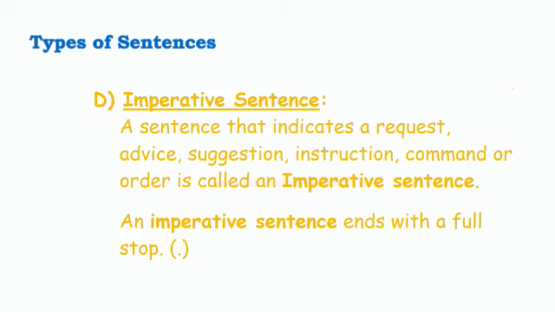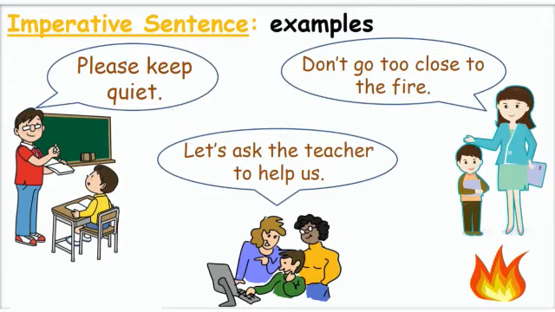Next comes the imperative sentence. A sentence that indicates a request, advice, suggestion, instruction, command or order is called an imperative sentence. An imperative sentence ends with a full stop. This imperative sentence can be an advice given to you or an order that is given to you or an instruction that is being given by the teacher to you. All this comes under imperative sentence. Like the assertive and the declarative, the imperative also ends with a full stop.